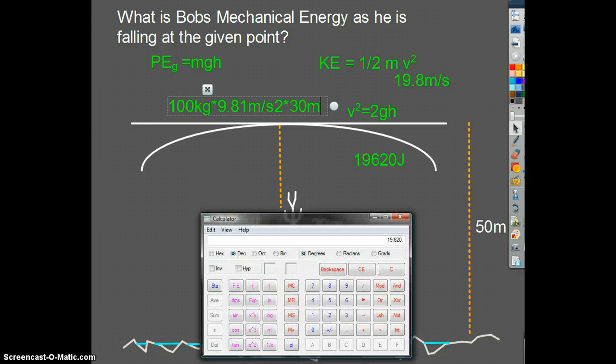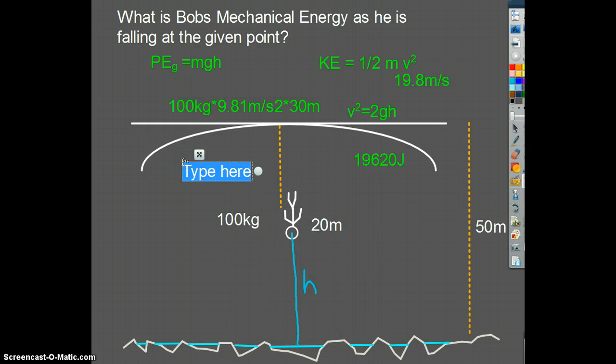Put that in your calculator if you haven't done it already. 100 times 9.81 times 30. And this comes out to 29,430 joules. That was a fun problem, right? Hooray, yay. In the next video, we'll calculate his mechanical energy at the top of the fall and his mechanical energy at the bottom of the fall.